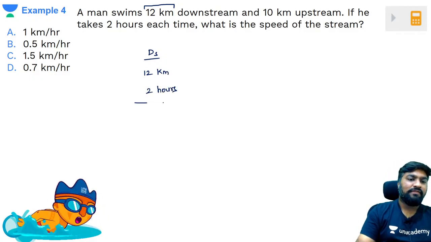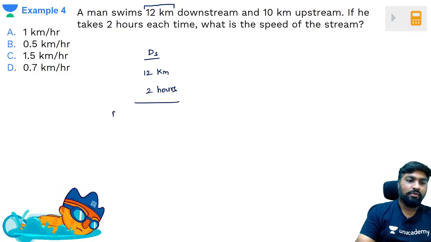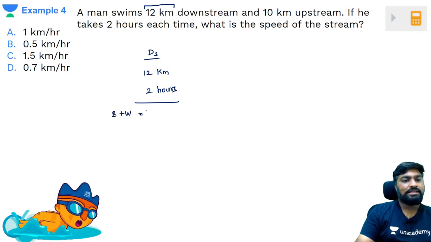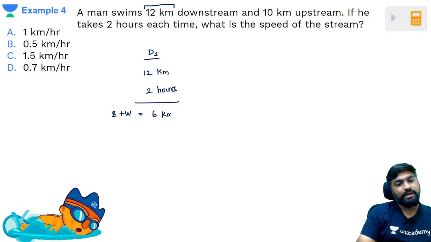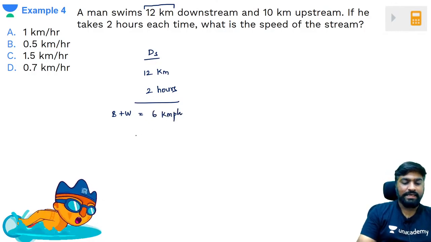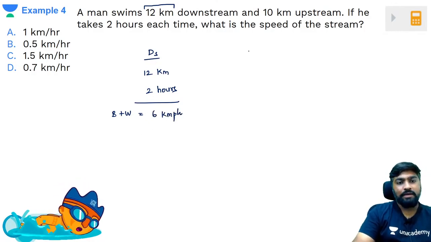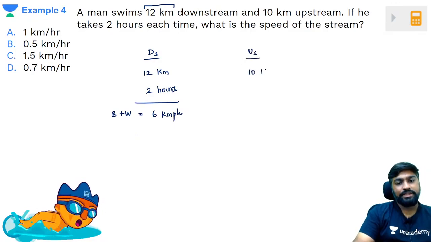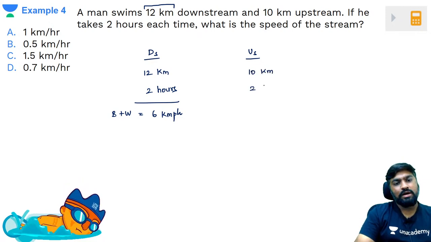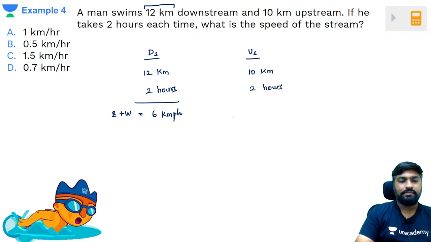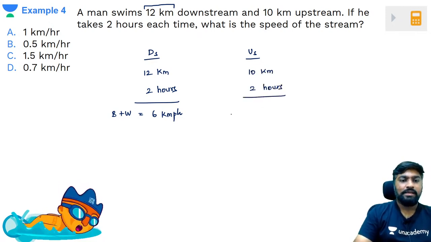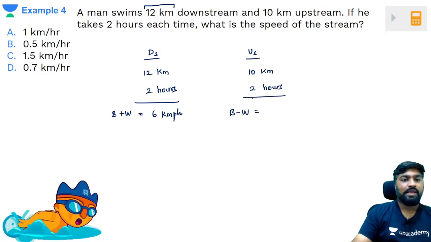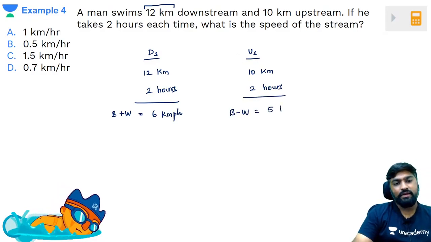Yes, so can we find out the speed of boat plus water, because downstream, that's distance upon time, 6 kilometers per hour. Same way, what about the upstream situation? 10 kilometers is the distance to be traveled, same 2 hours time it takes. That means the difference between the speed of the boat and water, upstream, is going to be 5 kilometers per hour.